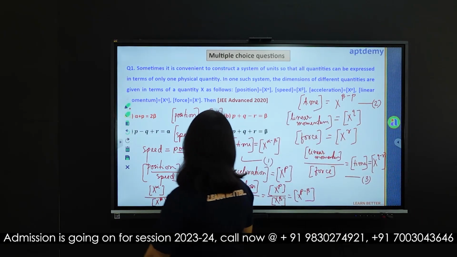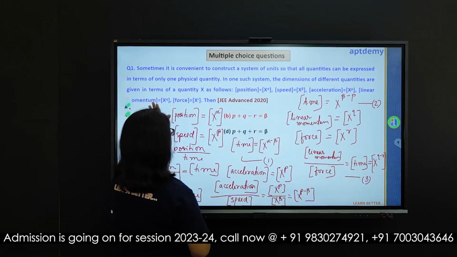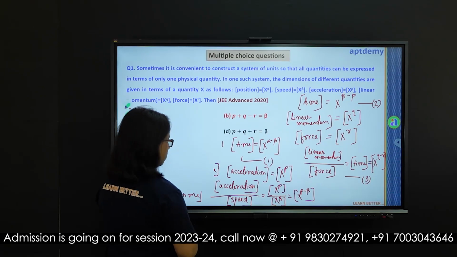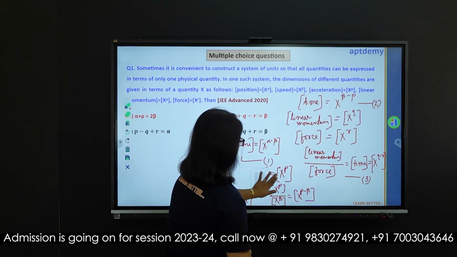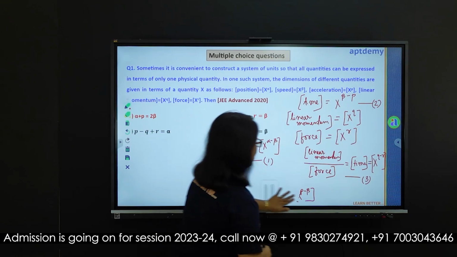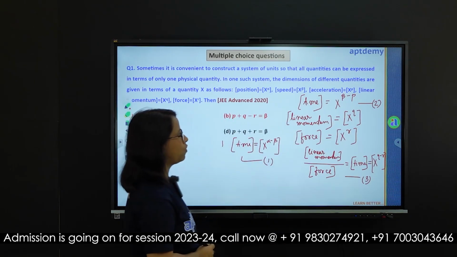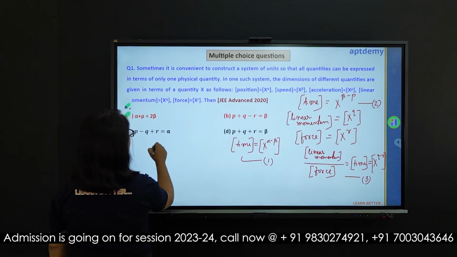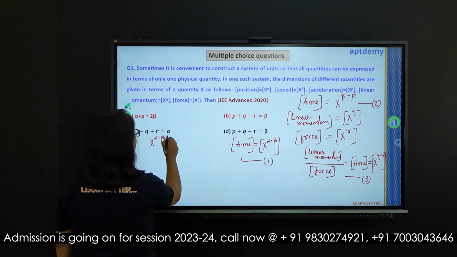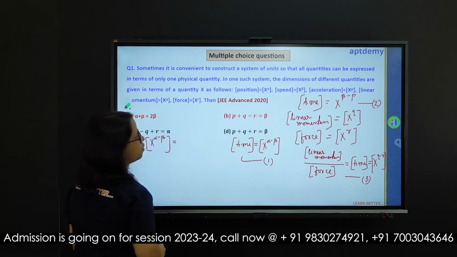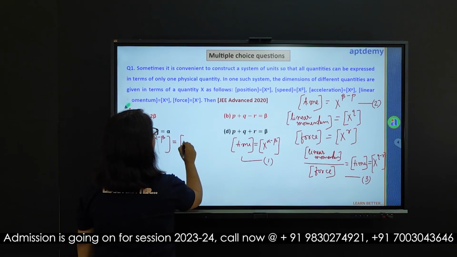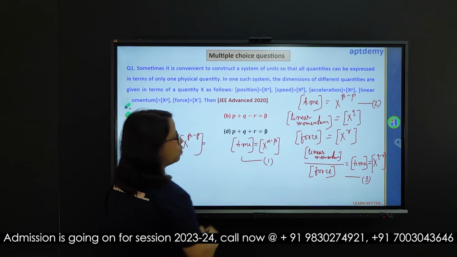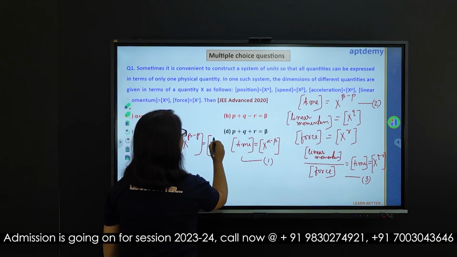Now considering the three equations that we have in hand, we can very well get a relation between all of the quantities. Just have a look at this. We have x to the power alpha minus beta as equal to x to the power beta minus p, and this is again equal to x to the power q minus r.